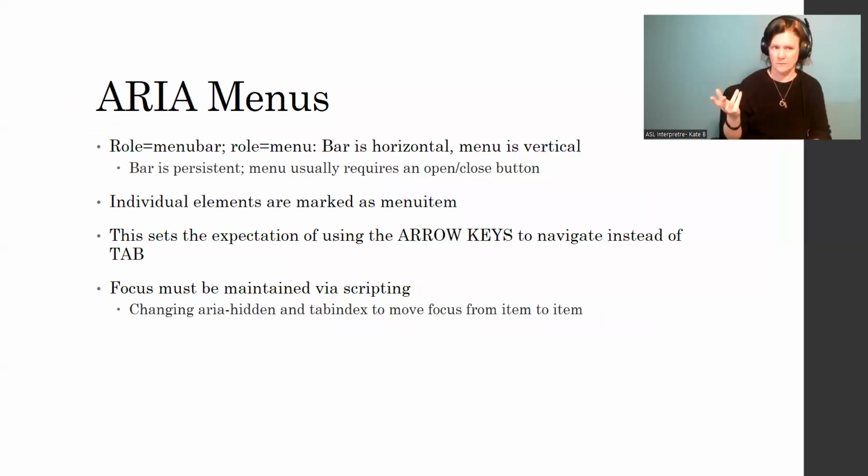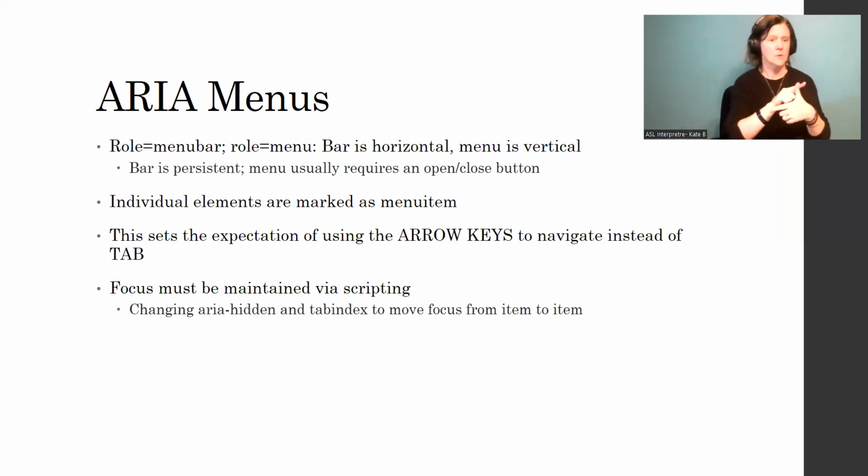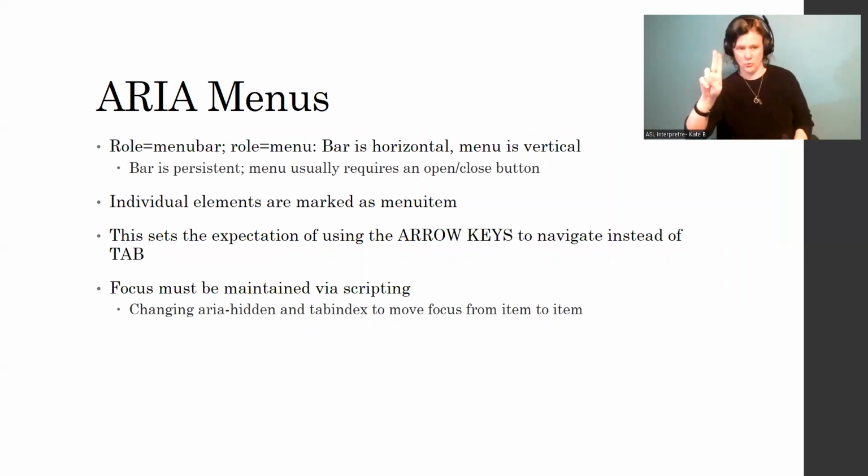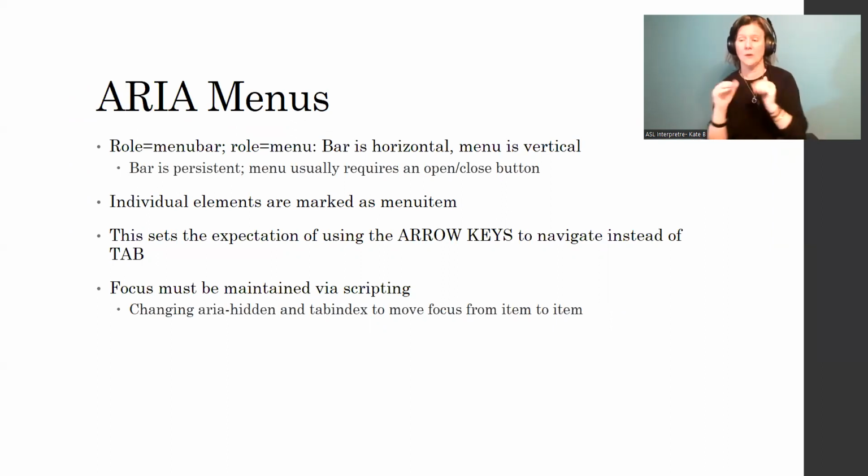So with menus, we have two kinds, menu bar and menu. And both of these are roles. The bar is horizontal and the menu is vertical. And the only other difference is that a bar is persistent. So you think of it as that nav bar on a mobile website, it's always there even as you're scrolling. Whereas the role equals menu usually requires an open close button and it won't always be there. Those are the two main differences. Beyond that, their functionality is the same.